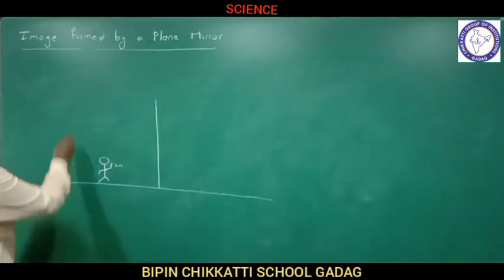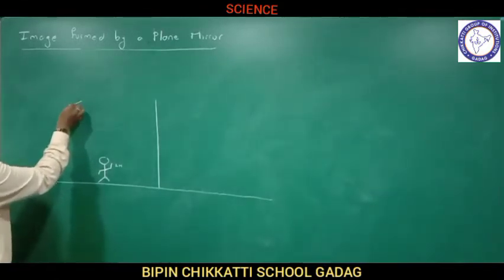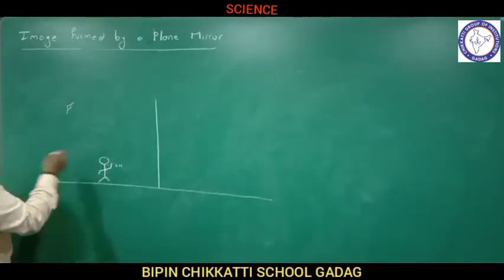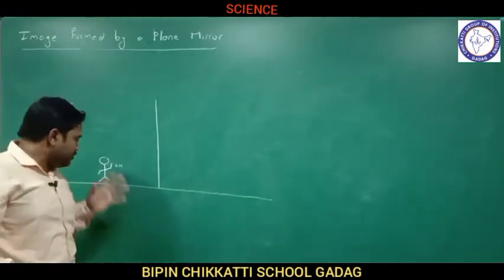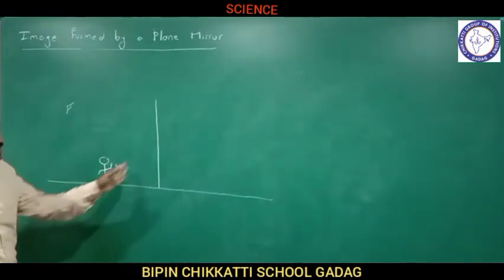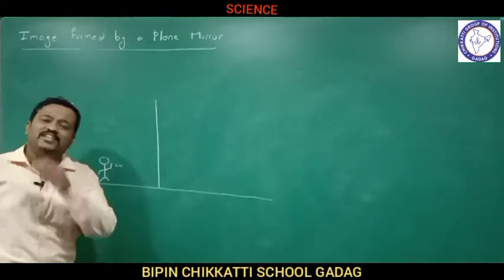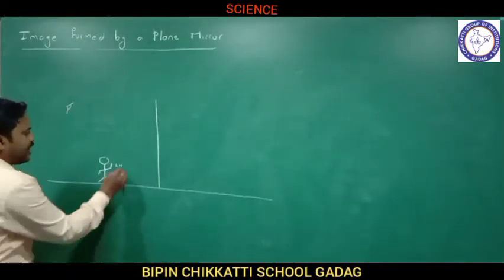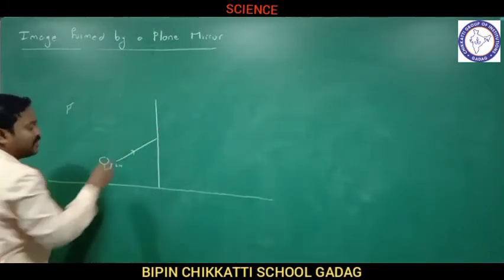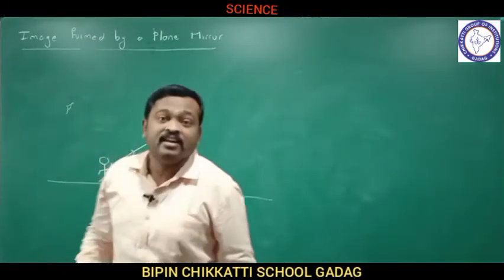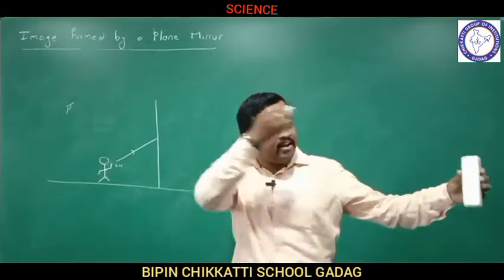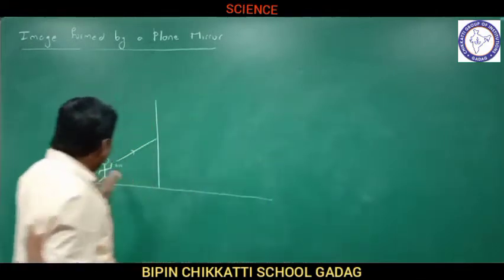For example, if you are standing here and you are seeing this person here, you can see his image in the mirror. What actually is happening? Do you understand? The ray which comes from here hits the mirror. Do you remember? Always the ray of light comes from the object. Wherever the object may be, the light ray comes from the object. How does the light ray come from the object?